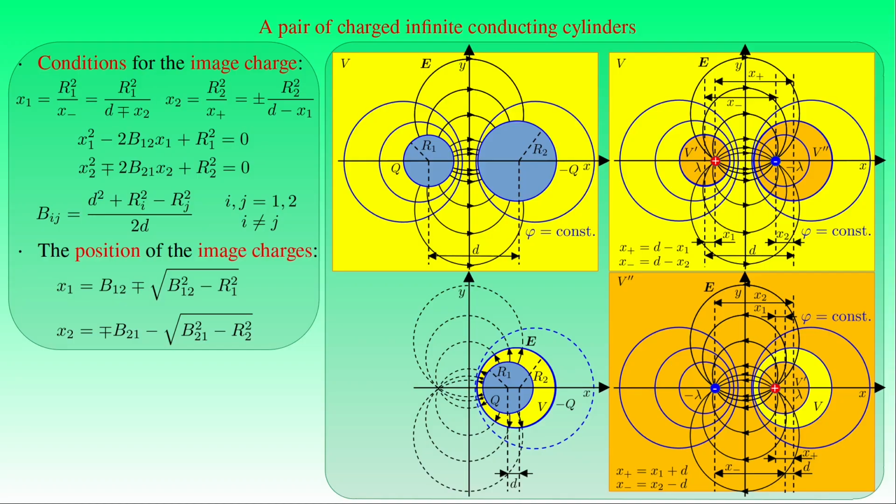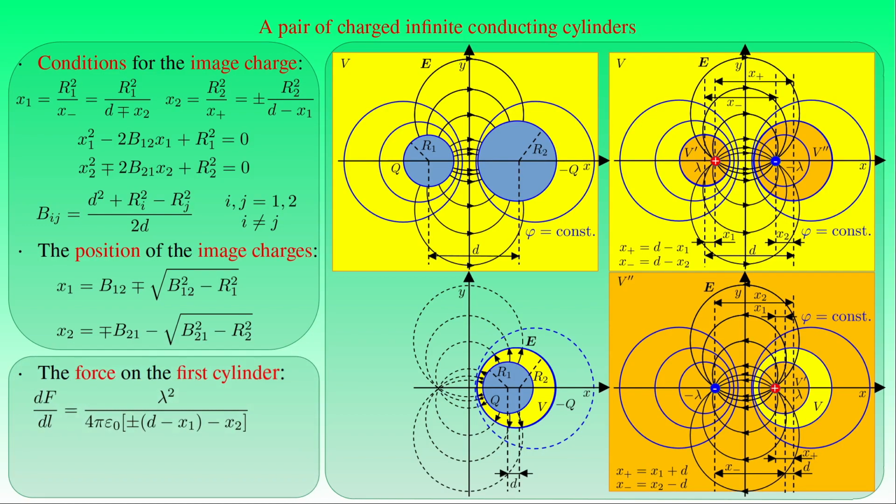As a result, by applying the method of images for two infinite conducting cylinders of given radii at a given distance from each other, we can replace the two cylinders by two line charges of opposite polarity at given distances from the centers of the cylinders, where the distances can be determined from the radii of the two cylinders and the distance between them. Then the force F per unit length L exerted on the first cylinder by the field due to the opposite image charge minus lambda is equal to lambda squared over 4 pi times epsilon naught times the distance given by the difference between plus or minus d minus x sub 1 and x sub 2.